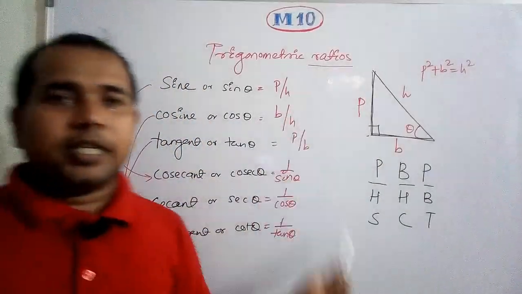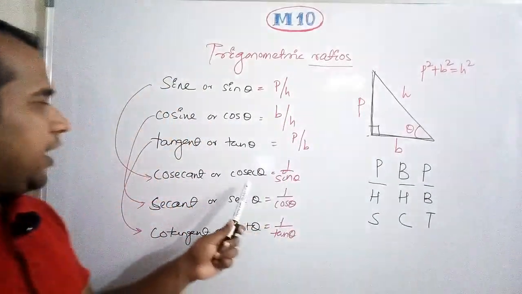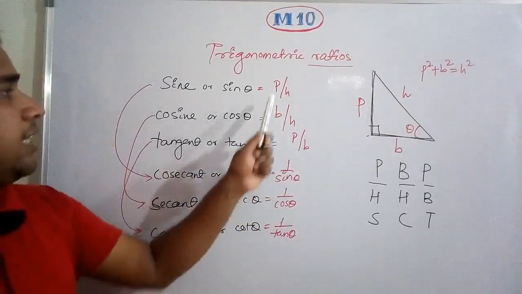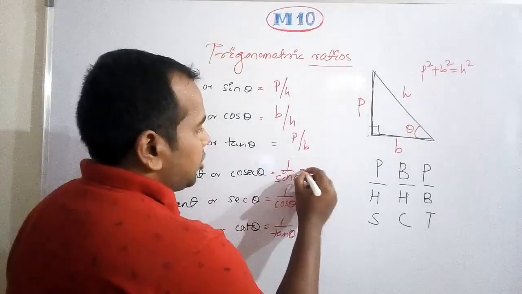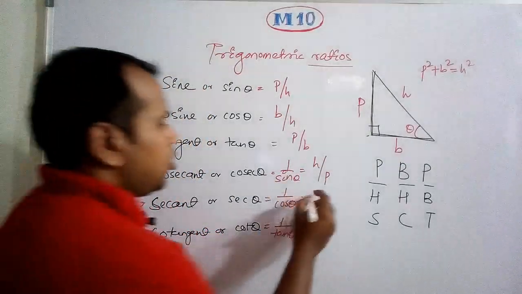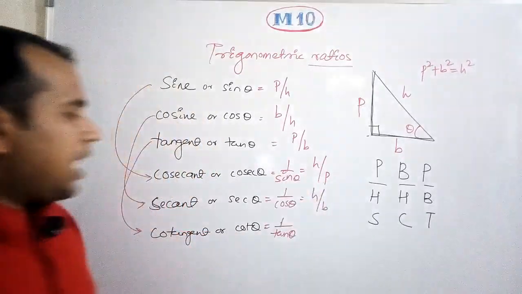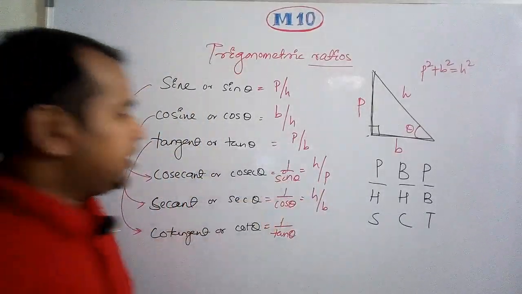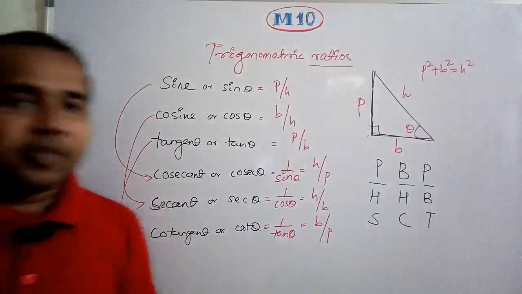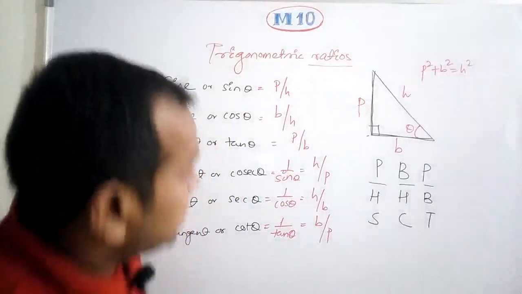You have got these ratios. Now cosec theta is the reciprocal of sin theta. So sin theta here is P by H, so cosec theta would be H by P. Similarly, sec theta would be H by B, and cot theta is the reciprocal of tan theta, that would be B divided by P. Okay. Now let us see one thing.